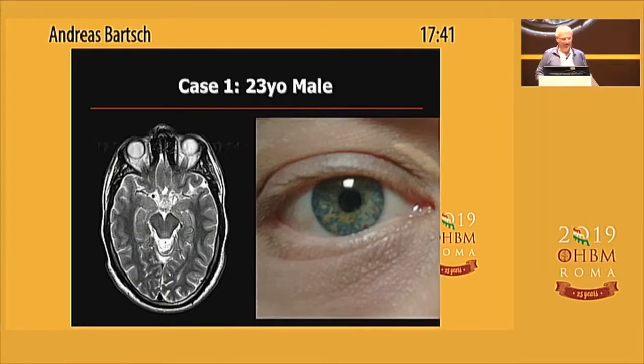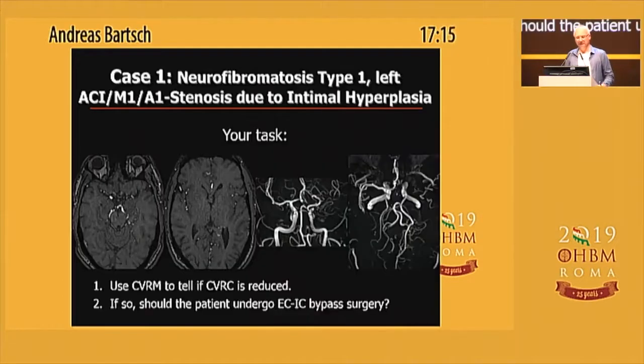These are melanocytic hamartomas of the iris called Lisch nodules. Lisch nodules. And here you have no flow void on the left. This is the right internal carotid. And you have no flow void on the left. And you have like a net of vessels here. By just these two images, you can make a diagnosis. It's a neurofibromatosis type 1. Typical Lisch nodule and intimal hyperplasia.